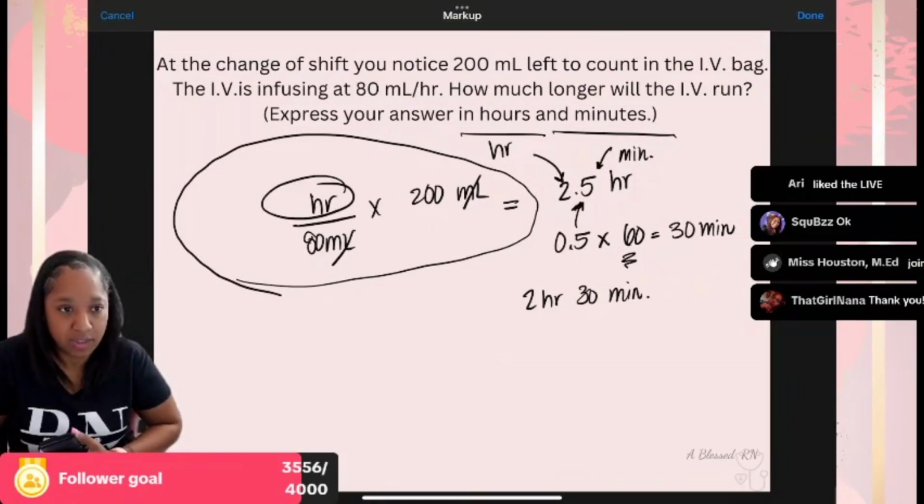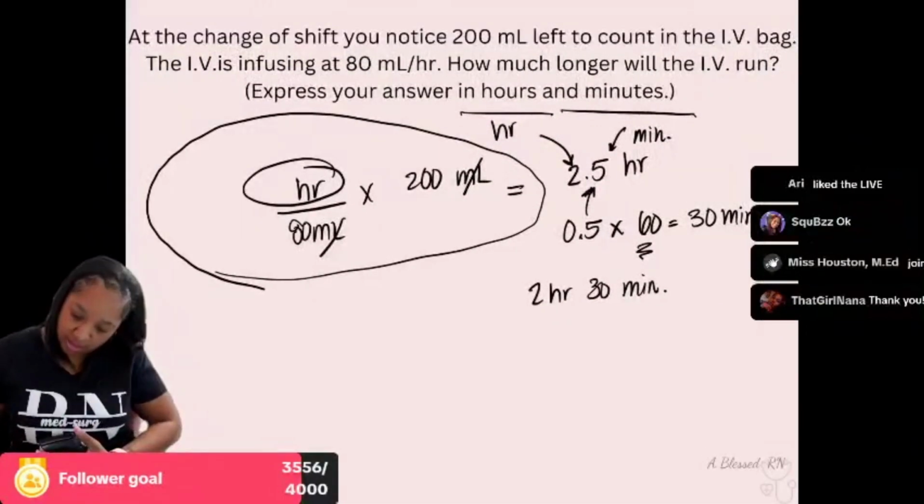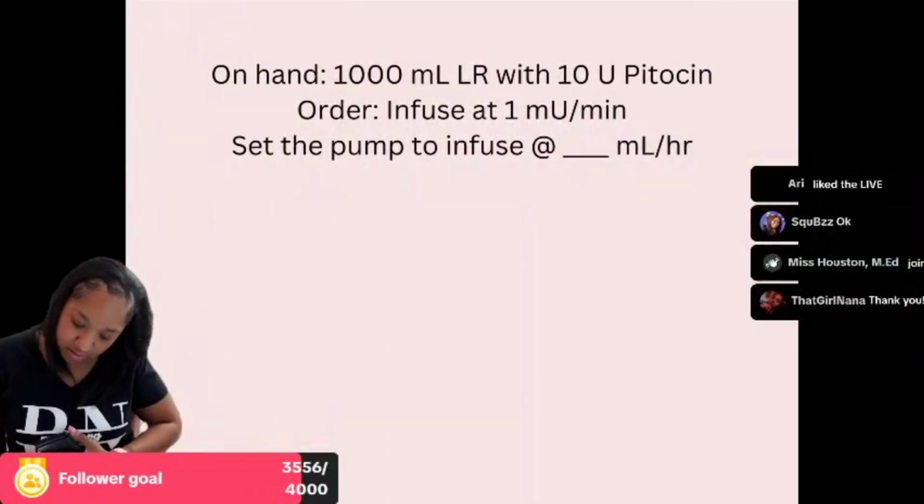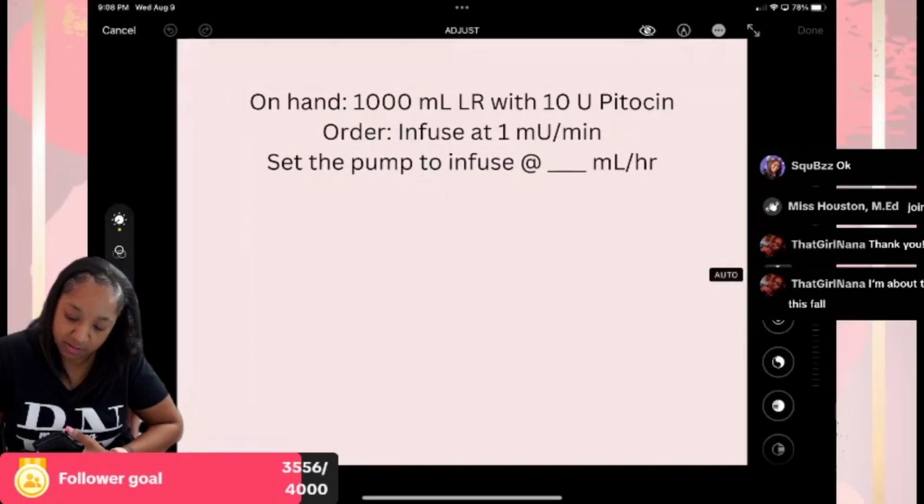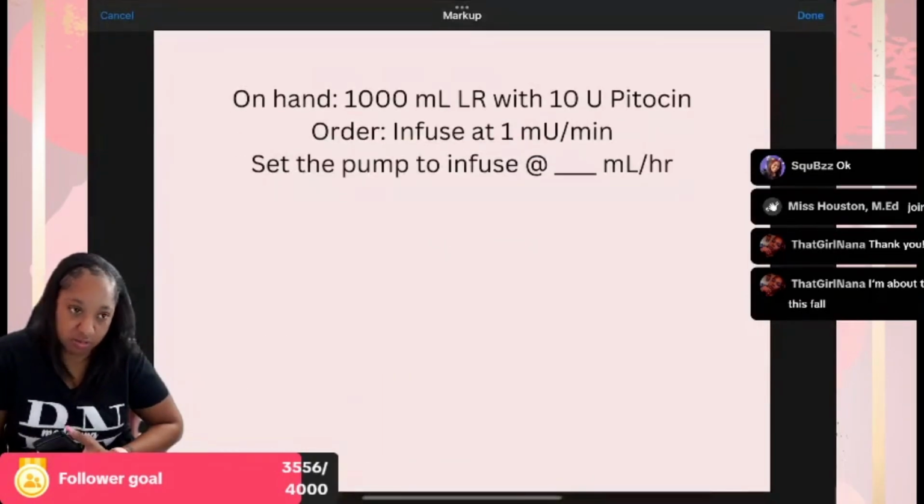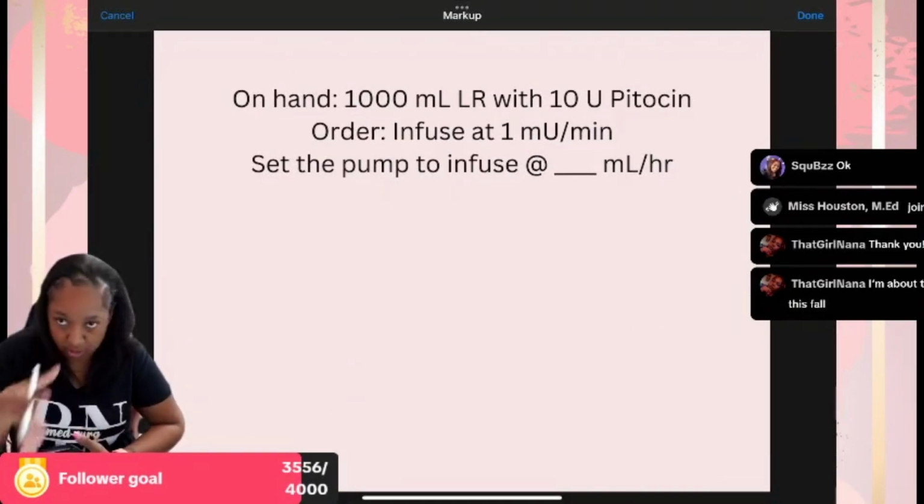Alrighty? Okay, so yeah, that was a cool one to do. Okay. 1,000 milliliters of lactated ringer with 10 units of Pitocin. Infuse 1 milliunit per minute and set the pump to infuse at blank mL per hour. Okay, so it's a unit, like you do units of heparin, so don't freak out. A unit is a unit, a milligram is a milligram, it's just one unit of measure.